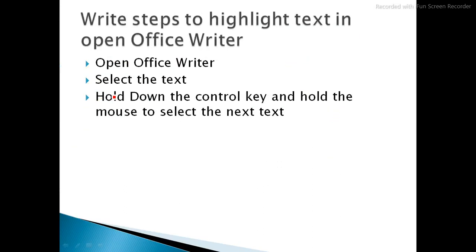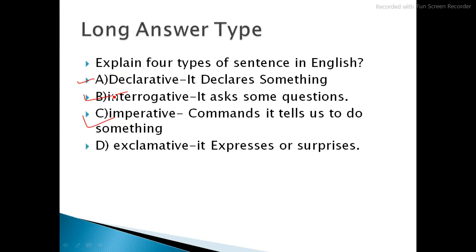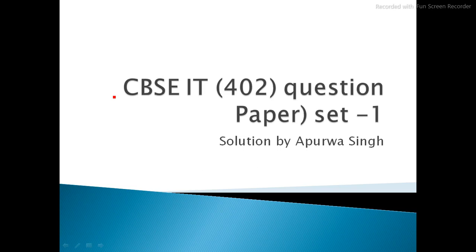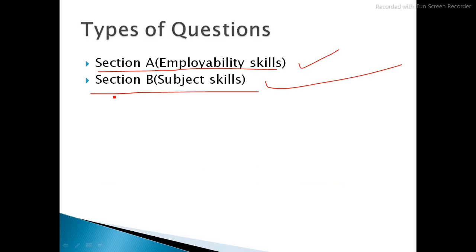I think I have told many things which are out of the course also, but these are genuine things you should know. You need to consider that in 402 you are going to get two sets of questions, Section A and Section B, for employability skill and subject skill. From employability skill you get 10 marks of questions, and from subject skill 40 marks. The questions will be of different kinds: fill-ups, MCQs, short answer, long answer, short notes. You will get options like choose any three, any two, any one. These kinds of questions will be there in IT.